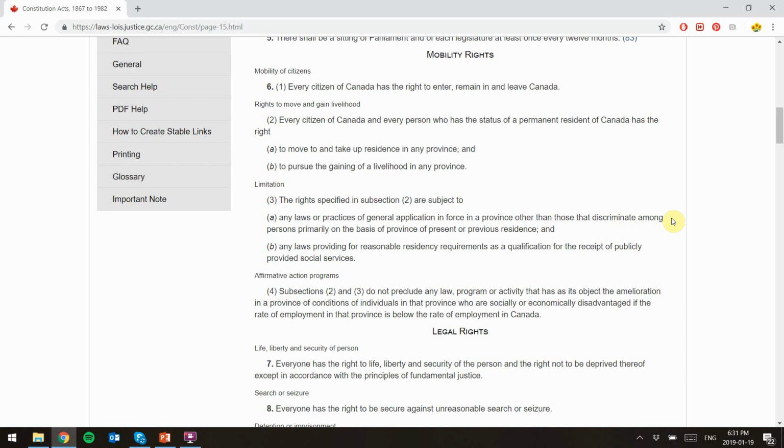Next, we have mobility rights. This is the idea that you can come into Canada, you can leave Canada, you can move anywhere in Canada, just that you have a freedom to live anywhere in Canada that you would like.